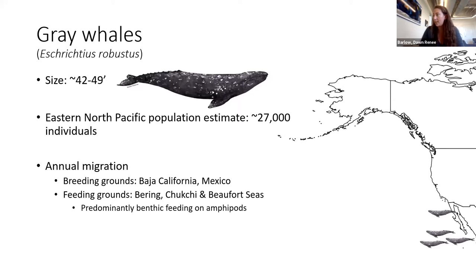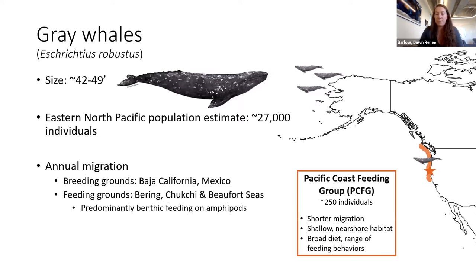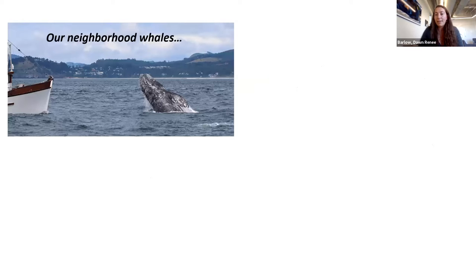And they make this annual migration from the breeding grounds in Baja California, Mexico, up to feeding grounds around the Arctic, where they feed on these benthic critters. But then there's a smaller group of these animals that don't make the full migration. And they feed in the shallow nearshore waters, including off of coastal Oregon. And that's this Pacific Coast feeding group. And these are our neighborhood whales.